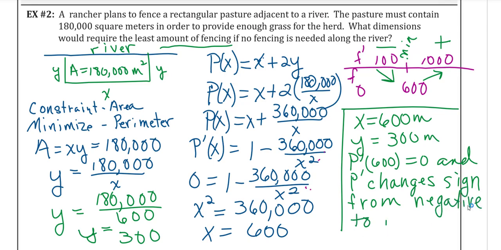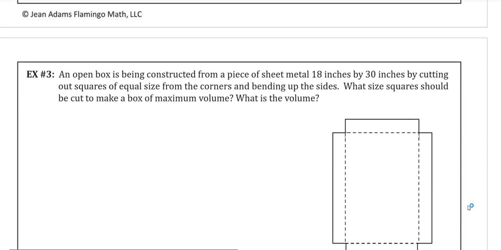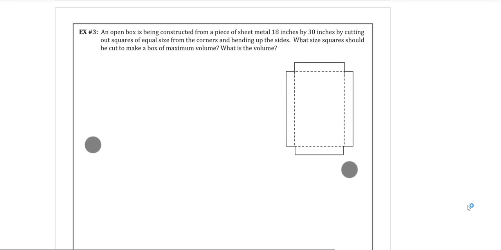That's your justification. And that's why when I told you before that the readers don't just want to see the sign chart, you have to describe exactly why you know that that is a minimum. Okay, we'll do one more for this video.